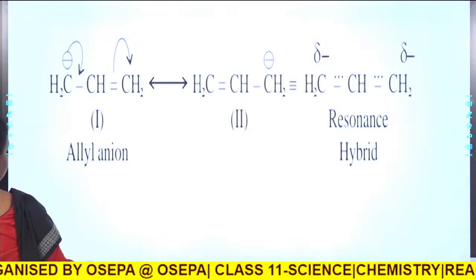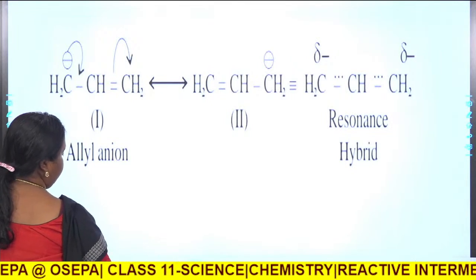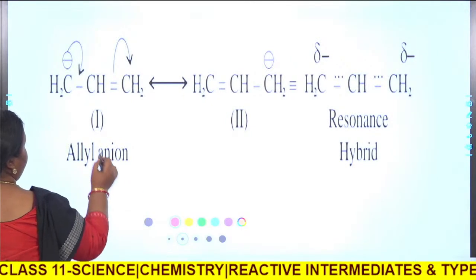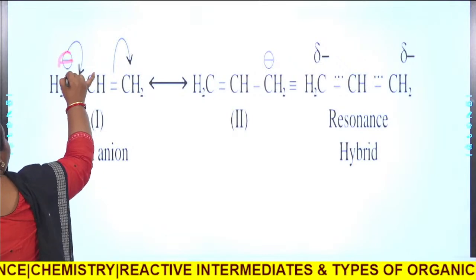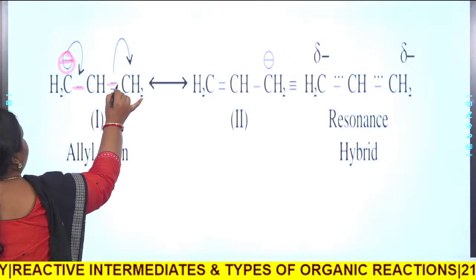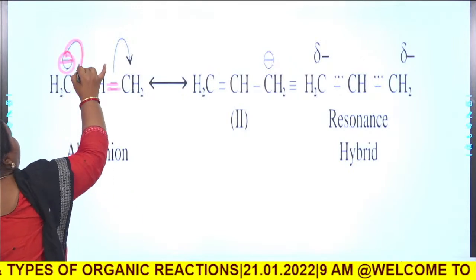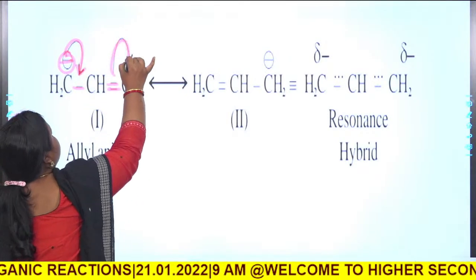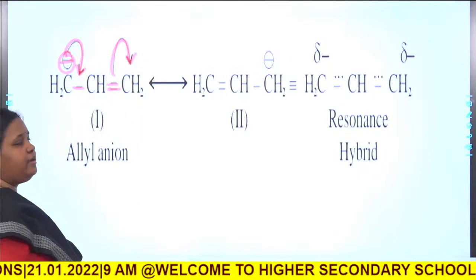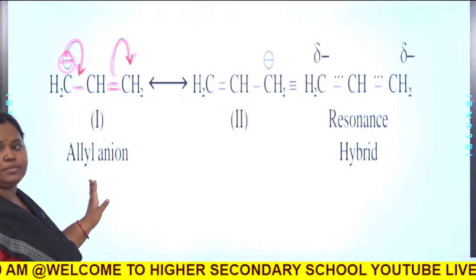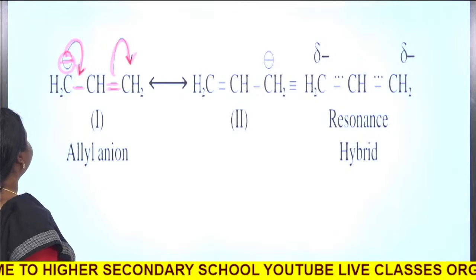We have already discussed this, and here mark negative charge, single bond, double bond, there is conjugation. So, according to resonance, the stability of this allyl anion can also be explained in terms of the resonance.